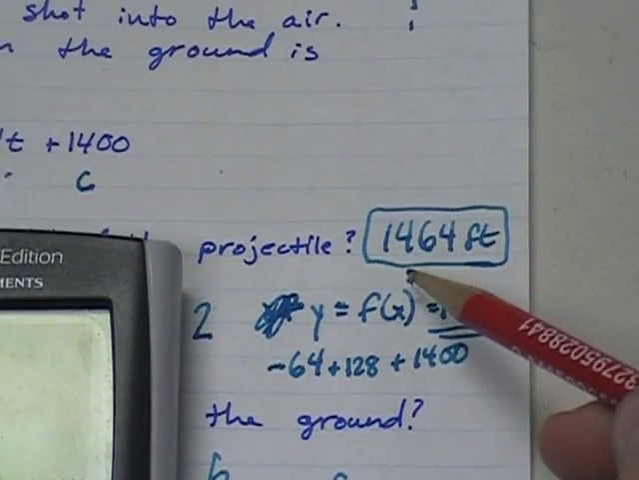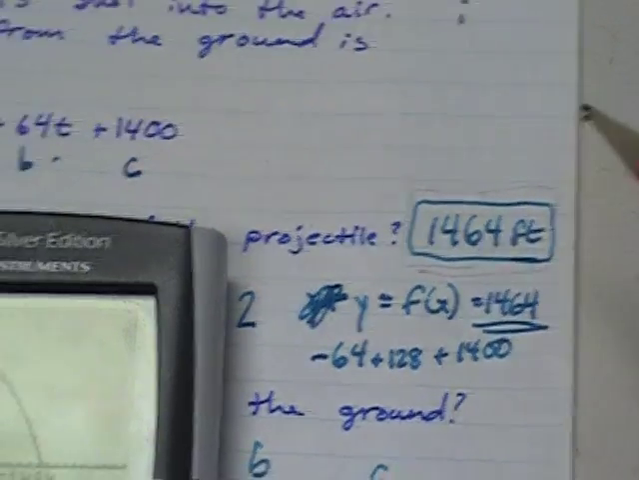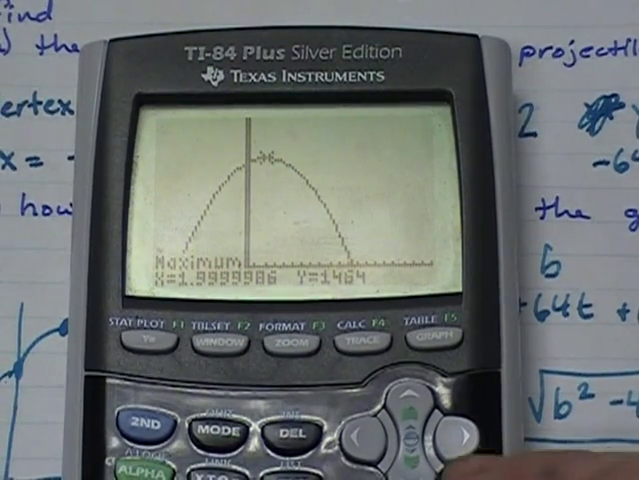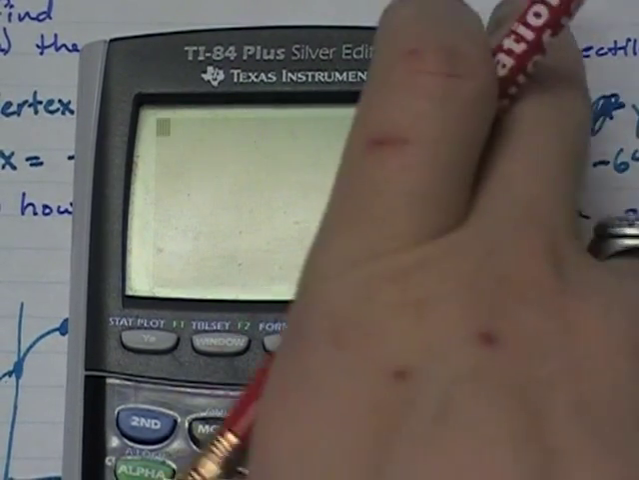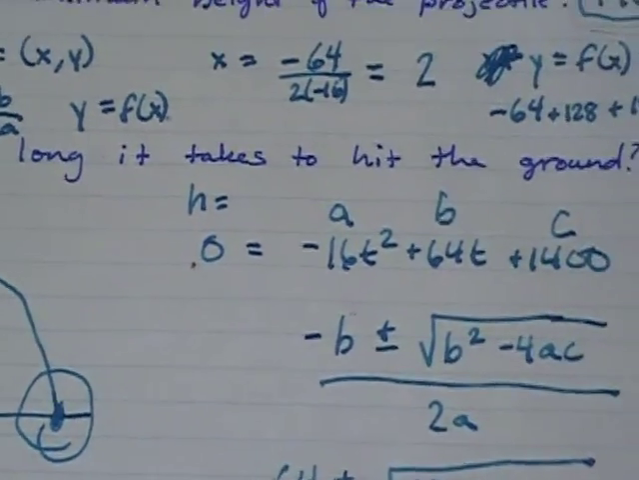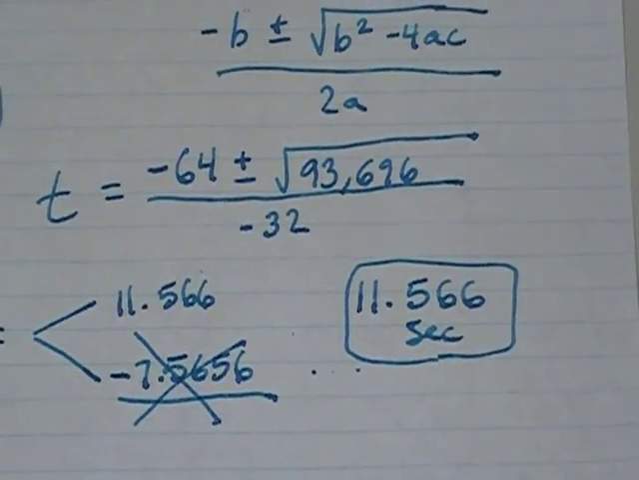And our maximum height, y, is 1,464. Well, when we did this problem by hand, what did we find the maximum height was? 1,464. Ta-da! So a very quick, easy way to check that answer or to find that answer. Now, the second question was, how long does it take to hit the ground? And we got an answer there, 11.566 seconds.